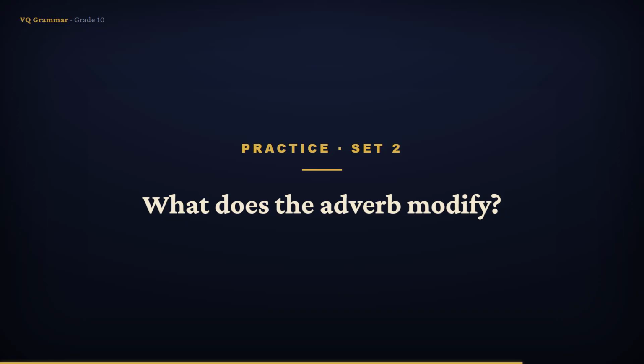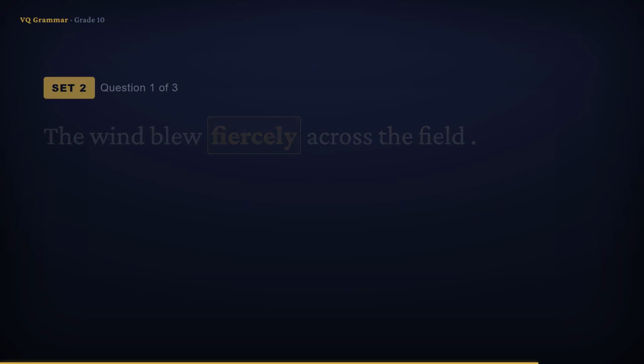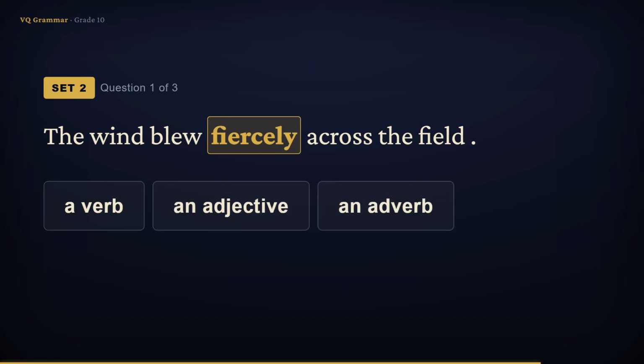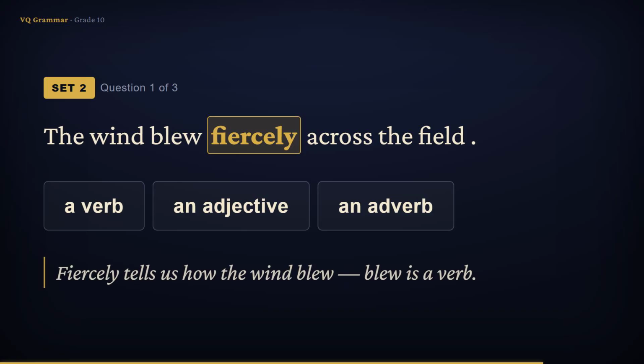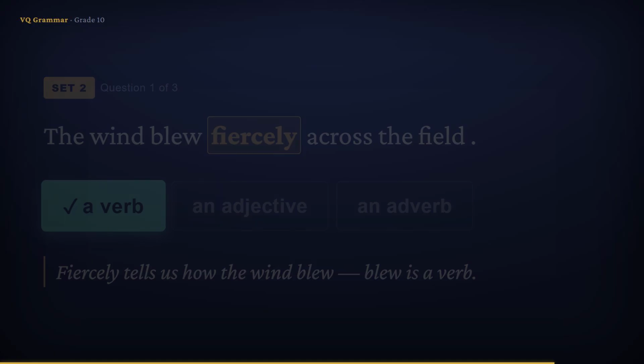Now the second question we practiced, what does the adverb land on? For each sentence, decide whether the highlighted adverb modifies a verb, an adjective, or another adverb. Pause and try each one before I answer. The wind blew fiercely across the field. What is fiercely describing? It's telling us how the wind blew, and blew is the action word of the sentence. So fiercely modifies a verb.